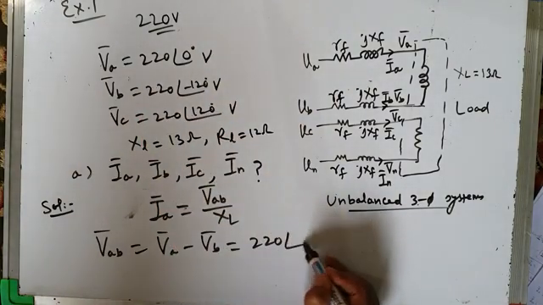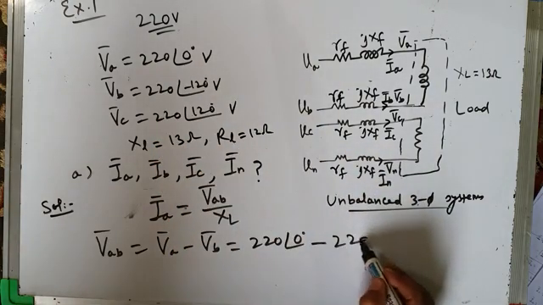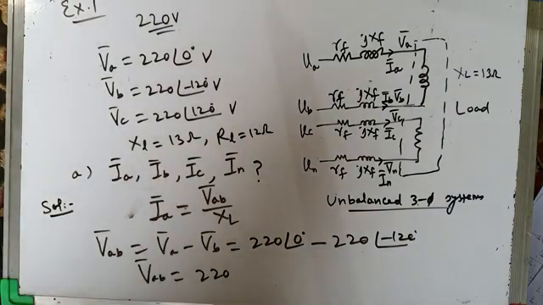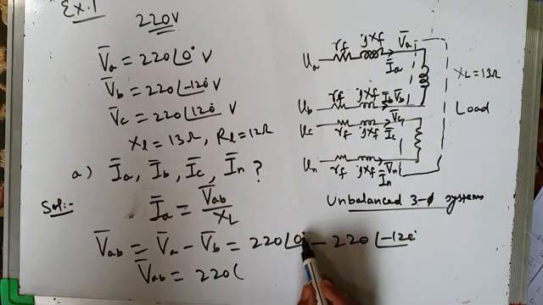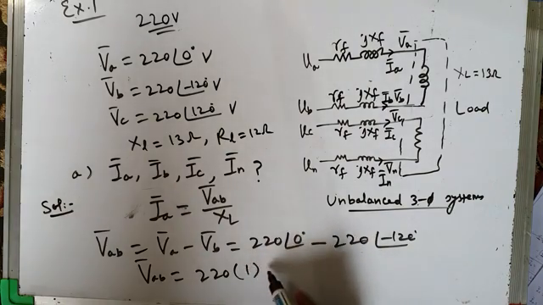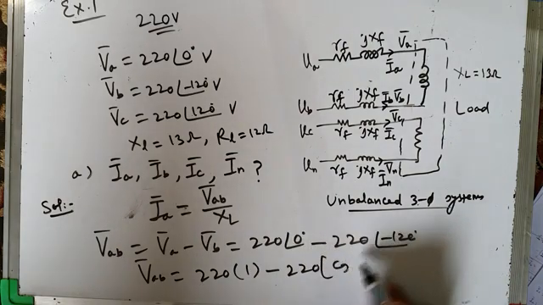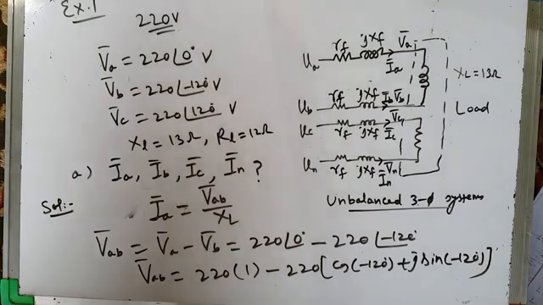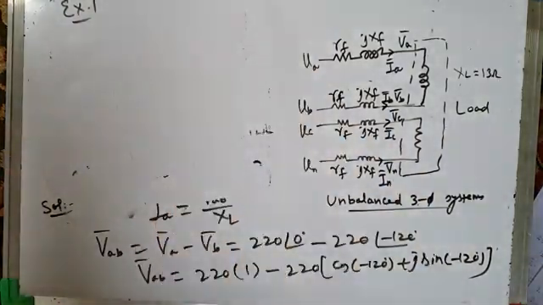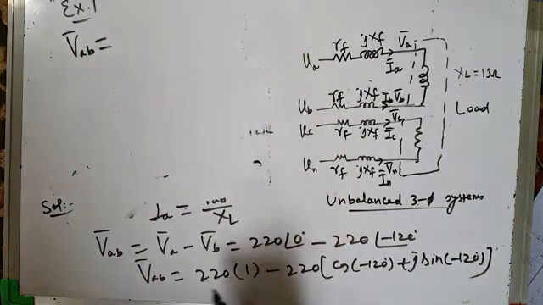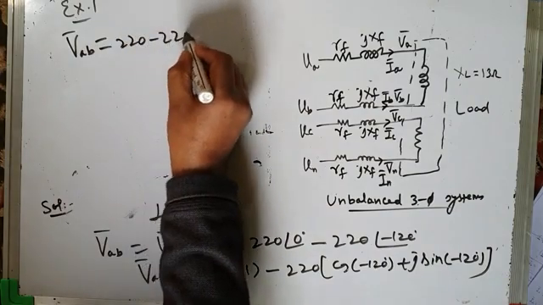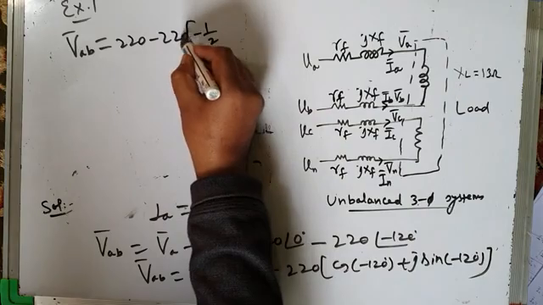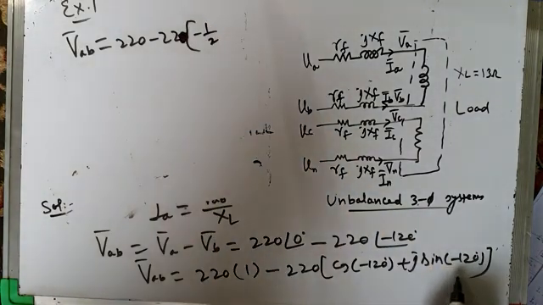VA is already given to us. It's 220 volts at an angle of 0 degrees, minus VB, which is 220 volts at an angle of minus 120 degrees. So VAB is equal to 220 times cos 0 plus j sin 0. Cos 0 is 1 and sin 0 is 0, so that is 1. Minus 220 times cos of minus 120 degrees plus j sine of minus 120 degrees. So we can solve it. Line voltage VAB will be 220 into 1, minus 220 into, what is cos of minus 120 degrees? Cos of minus 120 degrees is minus 1 by 2, plus j sine of minus 120 degrees.